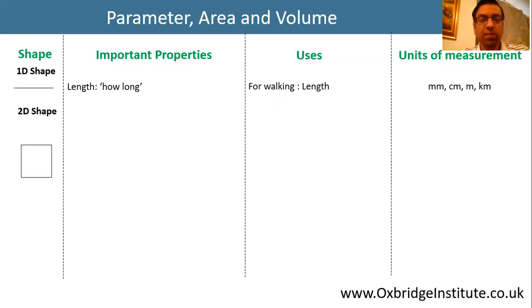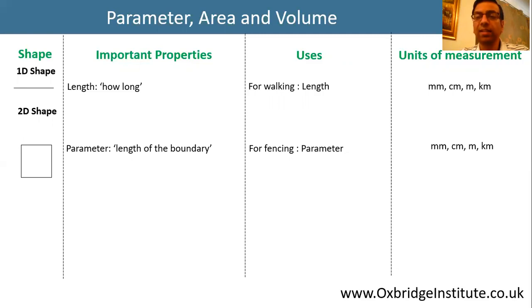Coming to 2D shapes. For example, we have a square here, which is a 2D shape. It has two properties, a length and a width. The first key property we are going to discuss is the perimeter, or the length of the boundary. For example, if we wanted to fence this area, we would need the perimeter of the place to understand how much fencing we need in order to complete it. The units of measurement are going to be the same as that of length, that is millimeter, centimeter, meter, kilometer, etc.